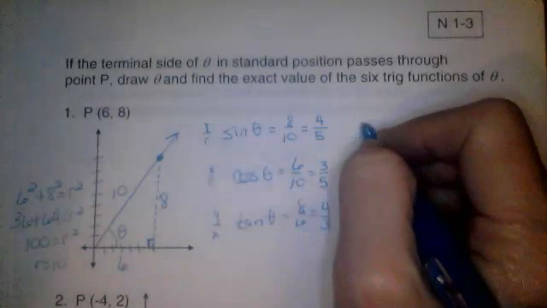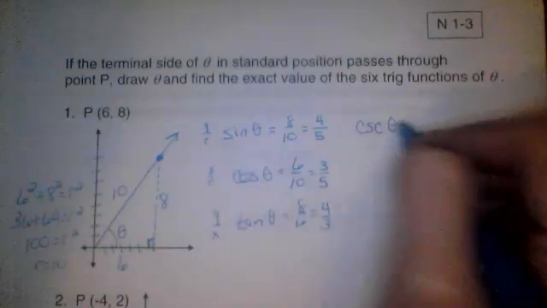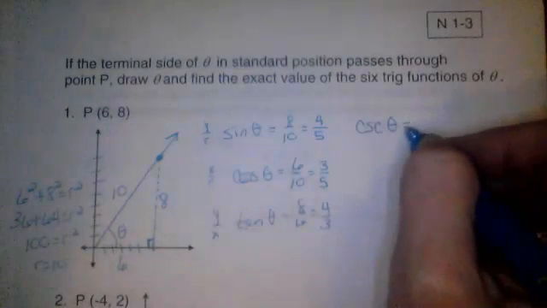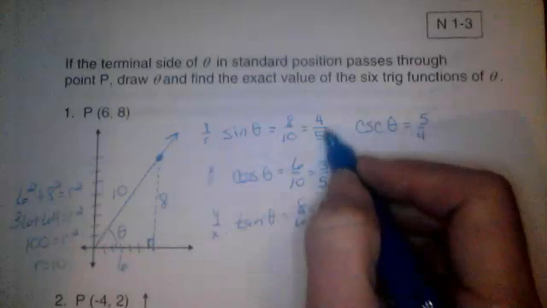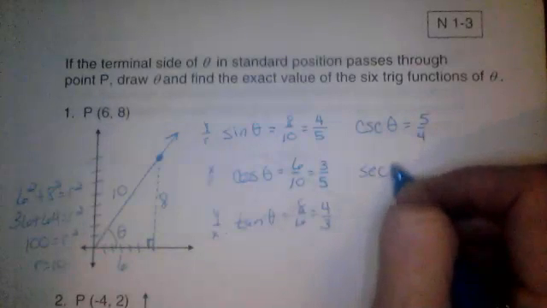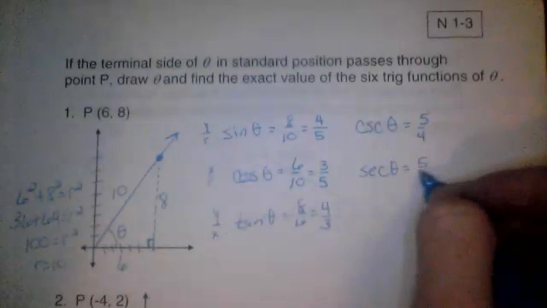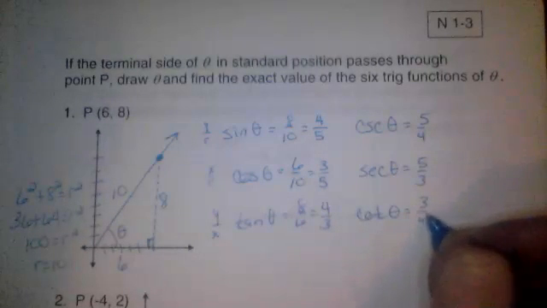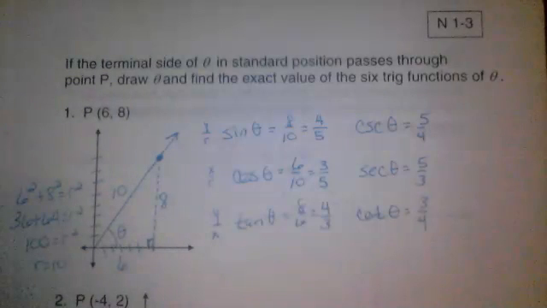others are really easy. The cosecant is our reciprocal, so just remember sine and cosecant kind of go together. It would be 5 over 4. The secant, 5 over 3. And the cotangent, 3 over 4. Those are the exact values of our 6 trig functions for this triangle.